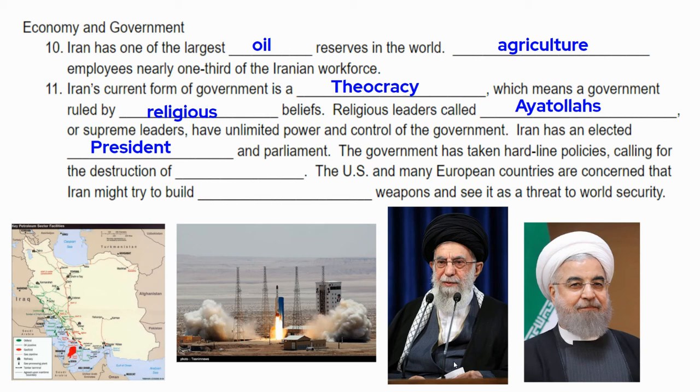The government has taken on hardline policies calling for the destruction of Israel. And because of that, the United States and many other countries have had to really kind of put pressure on Iran because of the fact that they have basically called for terroristic attacks in that part of the world. The US and many European nations are today concerned about the fact that Iran might build nuclear weapons, and they see that as a threat to world security.